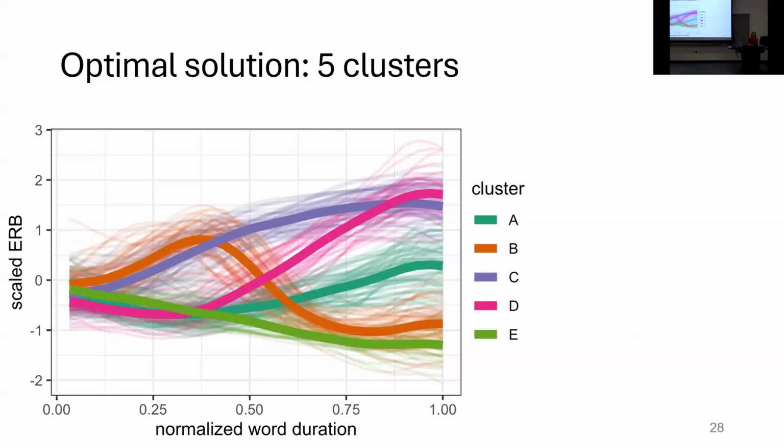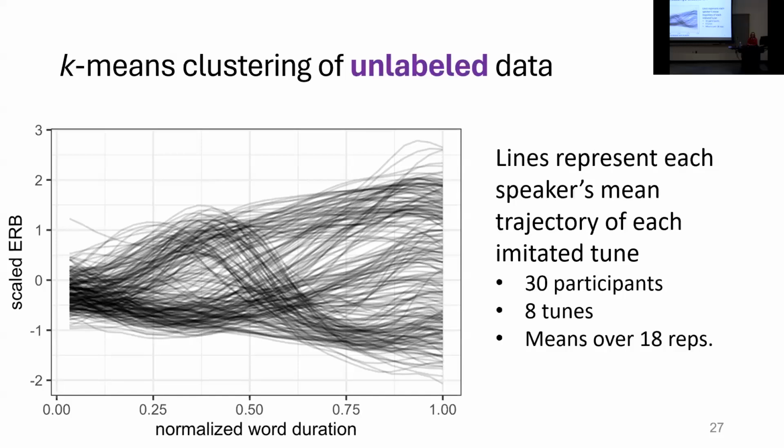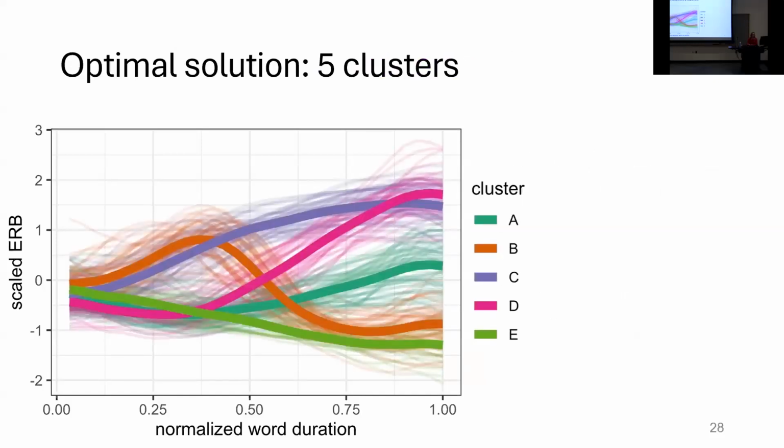Here's the output of the clustering analysis. The optimal clustering solution groups the imitated tunes into only 5 distinct clusters, shown here. This is the same plot of the input trajectories. Just look, that's the same plot. Here they're gray, here they're colored. Each line represents a speaker mean trajectory for one of the 8 imitated tunes, now colored according to the cluster it was assigned to in this clustering solution. And the dark lines represent the mean trajectories for each cluster.